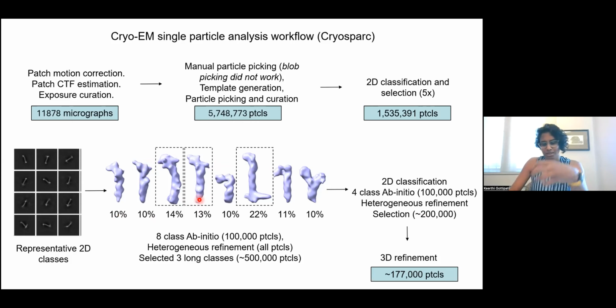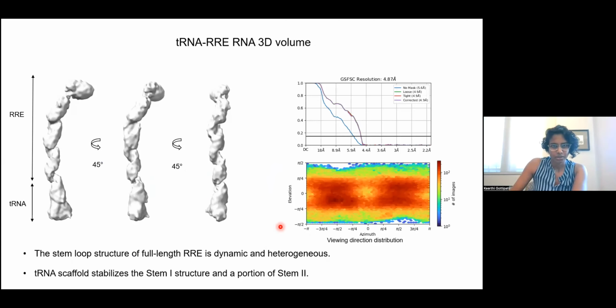So this kind of drives home how heterogeneous this sample is, and how much more data you need to get a decent reconstruction for this RNA. Okay, and then this is the final model or map that we end up with. It's a 4.8 angstrom map.